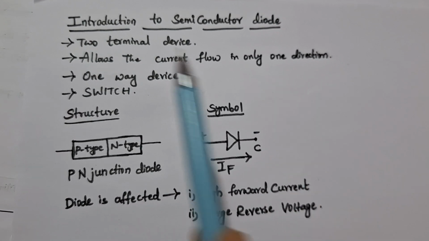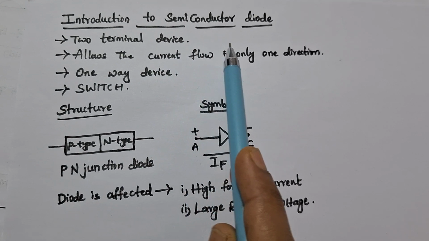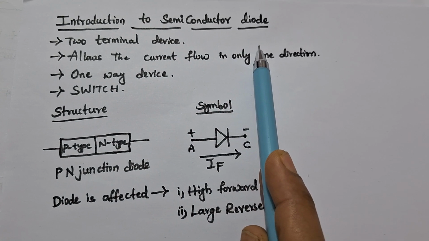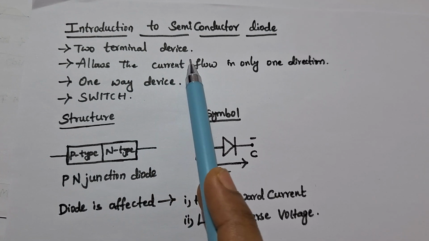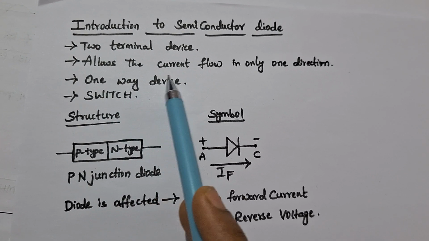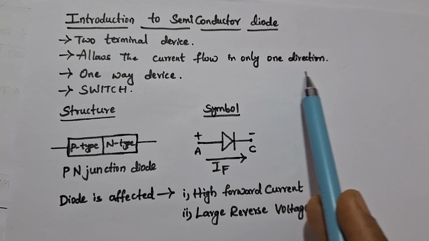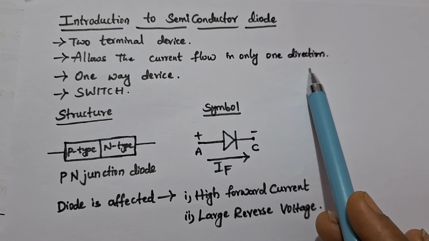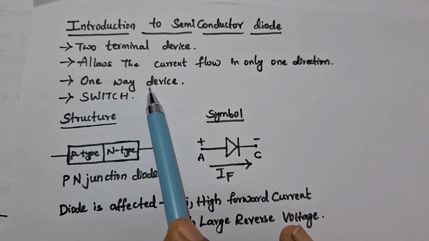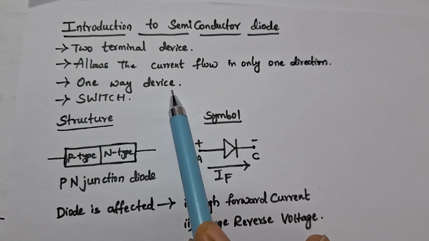Today we will discuss the introduction to semiconductor diode. See here, a diode is a two-terminal device that allows current flow in only one direction. Hence, it is also known as a one-way device.